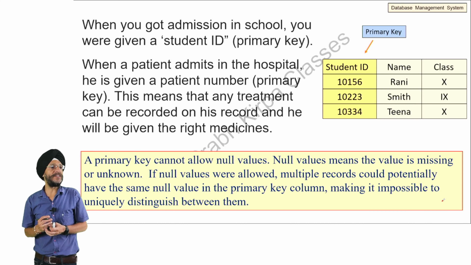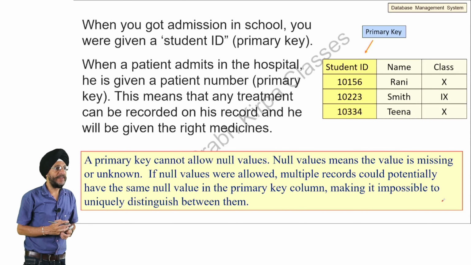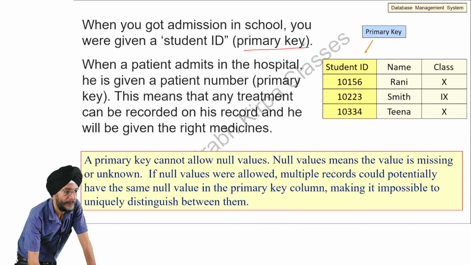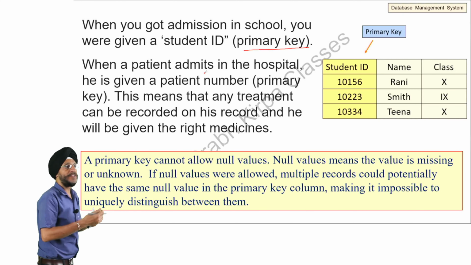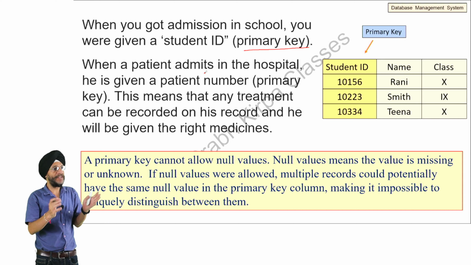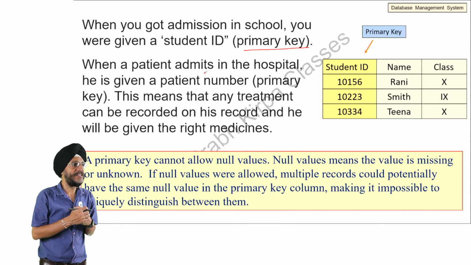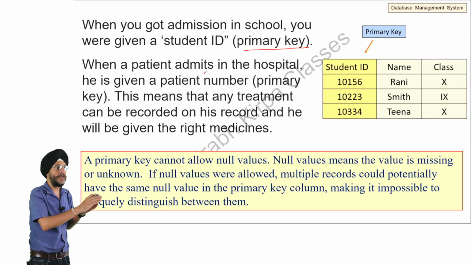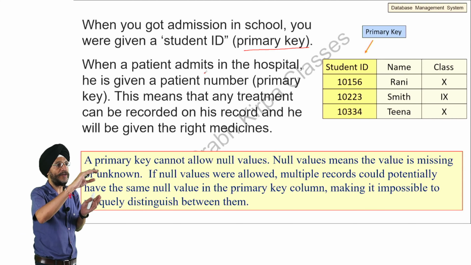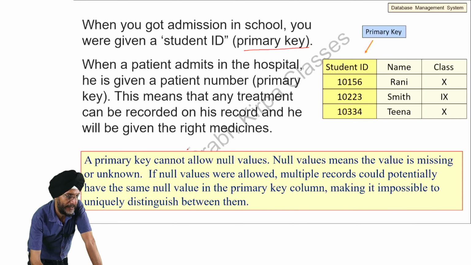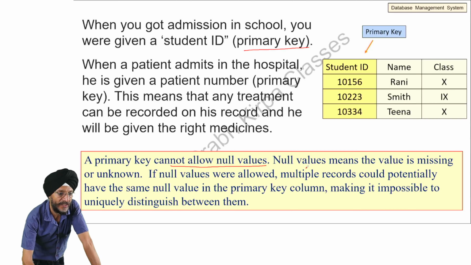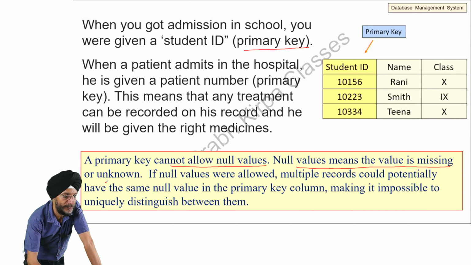When you got admission in a school, you were given a student ID, that is primary key. When a patient gets admission in a hospital, he is given a patient number, that is primary key. This means that any treatment given to the particular patient is recorded accordingly in his record and he is given the right medicines. A primary key cannot allow null values. What is the meaning of null values? Null values means the value is missing or unknown.